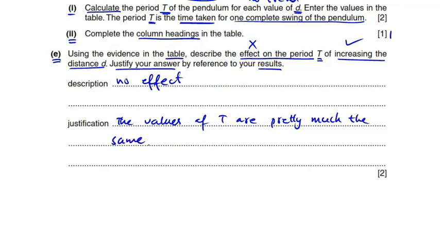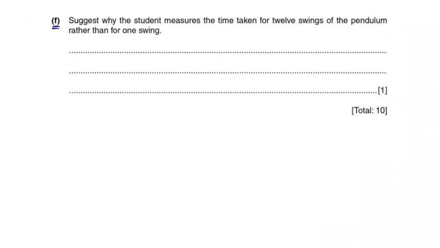And that's it. Let's do the next part now. The next part, part F, which is also the last part of the question, says: suggest why the student measures the time taken for 12 swings of the pendulum rather than for one swing.